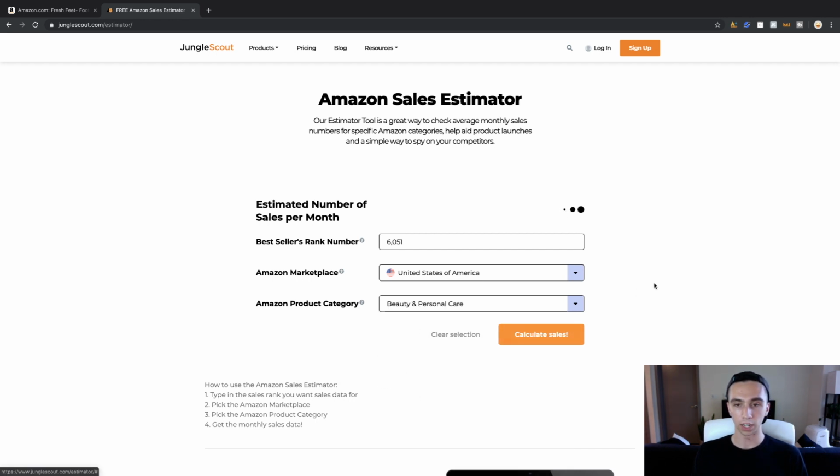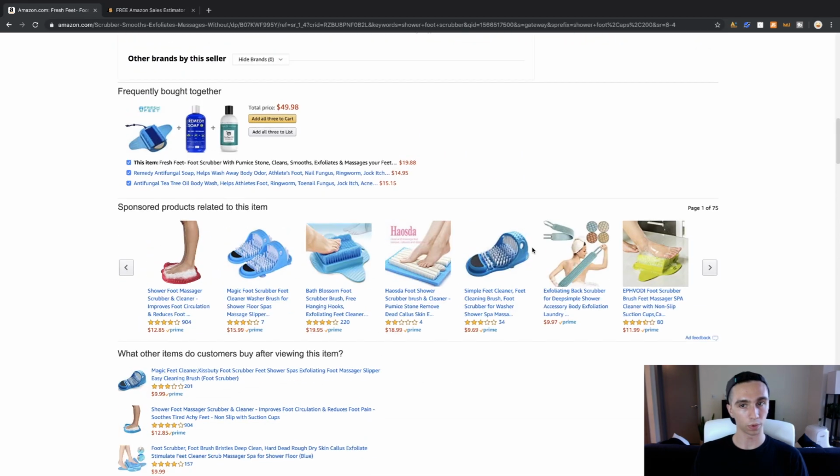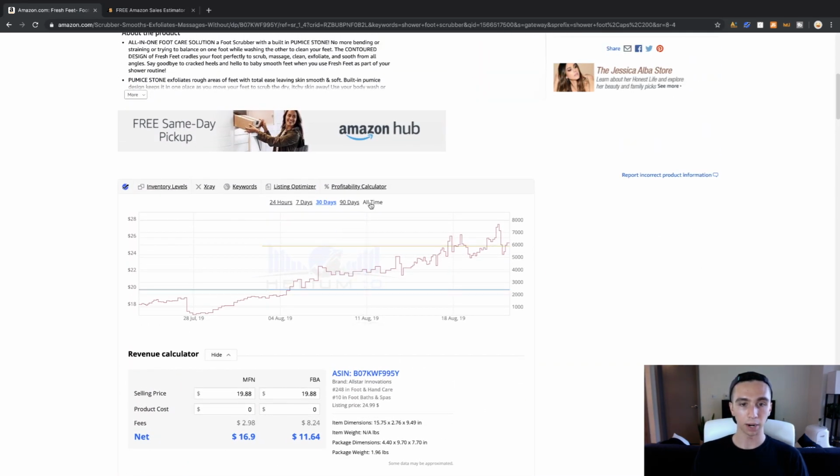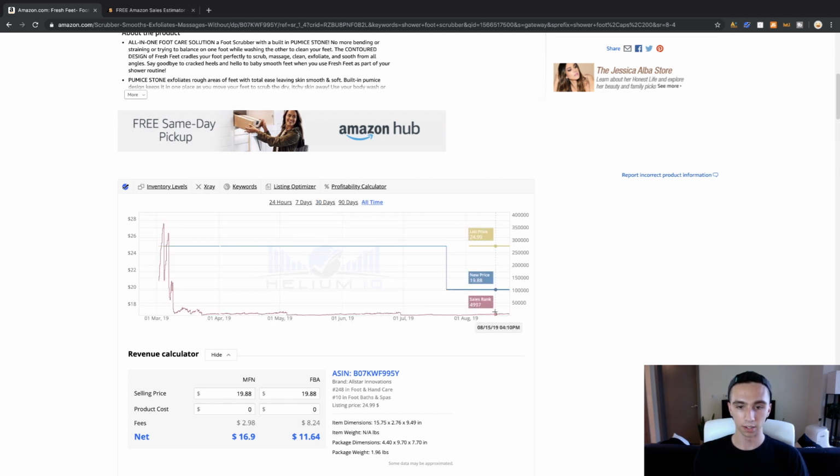So check this out. We're going to calculate sales based on that ranking position. So a sales rank of 6,051 in beauty personal care actually equals 1,100 sales per month. And now that's pretty different from what we saw in revenue right here, right? That's probably because sales rank fluctuates so much on a day-to-day basis. It's a little higher right now. During this one day, they've gone anywhere from 4,000 to 6,000 in sales rank, and you could see it fluctuates.